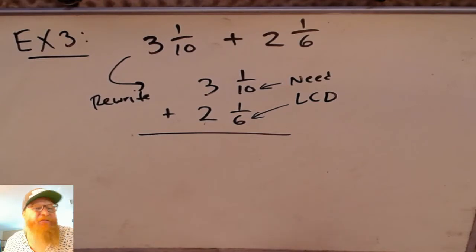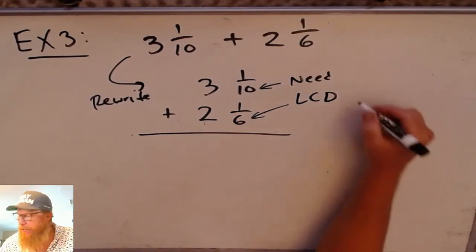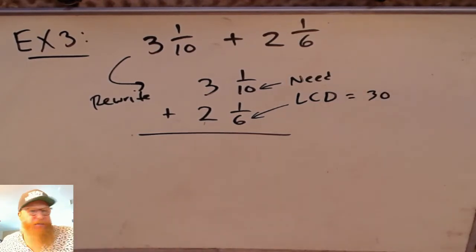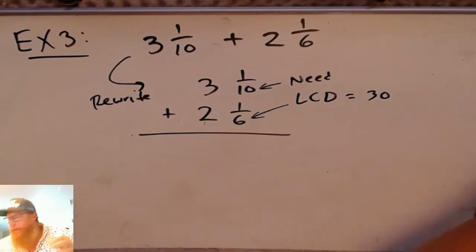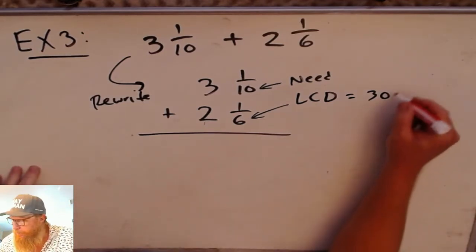Sometimes you have a gift. You just read it, and you go, the LCD is 30. You might just see it. I hope we get to the point where you just look at the numbers and say, oh, the least common denominator is 30. If you're not quite there yet, I'll explain it one more time, okay?